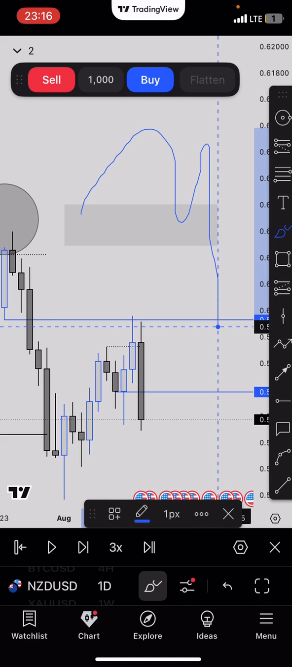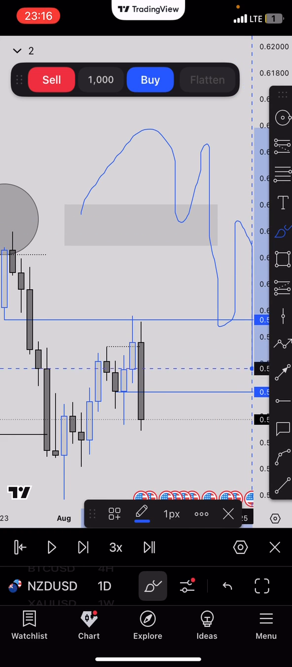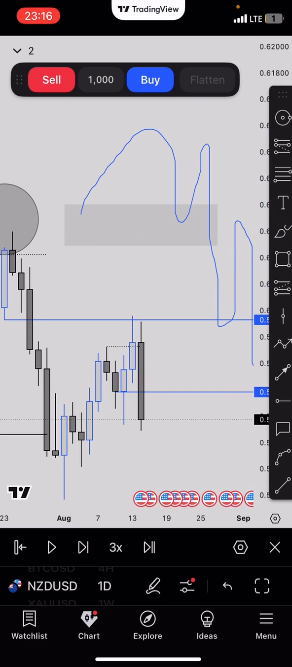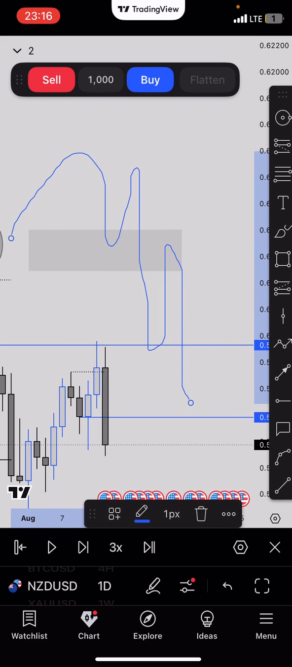So if I want to exit this position, which I know I will not profit from again, what will I do? I'll wait for it to come back to my break even, and then open a sell position. That's basically how breakers are used. Breakers are like break evens for smart money.